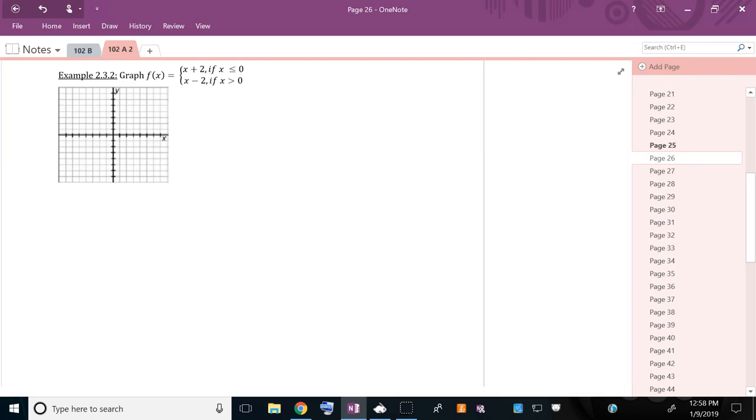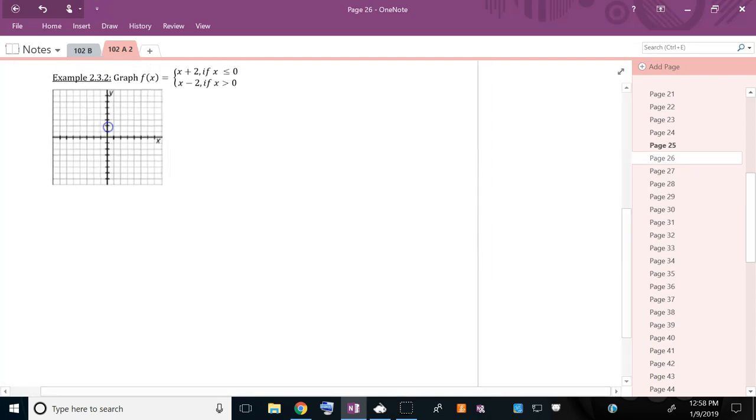So y equals x plus 2, my y-intercept is positive 2, and then my slope is 1, so it's going to look about like that. So there's x plus 2. And then x minus 2, similarly, is going to be down in here. And we can use our calculator to graph those pieces individually if we're not sure what they look like.